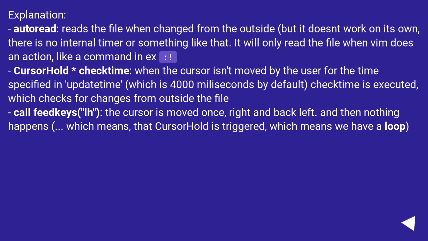Explanation. Autoread reads the file when changed from the outside, but it doesn't work on its own. There is no internal timer or something like that. It will only read the file when VIM does an action, like a command in X, colon. CursorHold checktime: when the cursor isn't moved by the user for the time specified in updatetime, which is 4000 milliseconds by default, checktime is executed, which checks for changes from outside the file. Call feedkeys LH: the cursor is moved once, right and back left. And then nothing happens, which means that CursorHold is triggered, which means we have a loop.